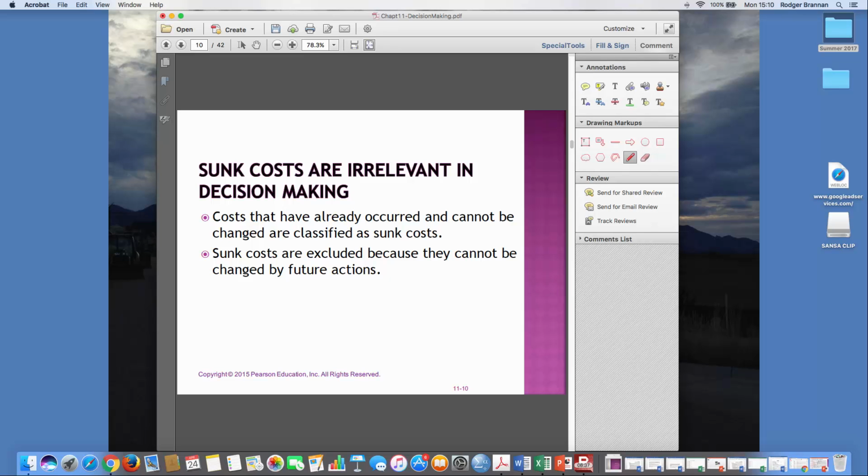All right, again, this over and over and over again, sunk costs are irrelevant for decision making, okay? Because you can't change it. I'm only going to consider those things which I can change now and in the future. I can't change something that has happened in the past. So therefore, it's not relevant to me in terms of making a decision today.